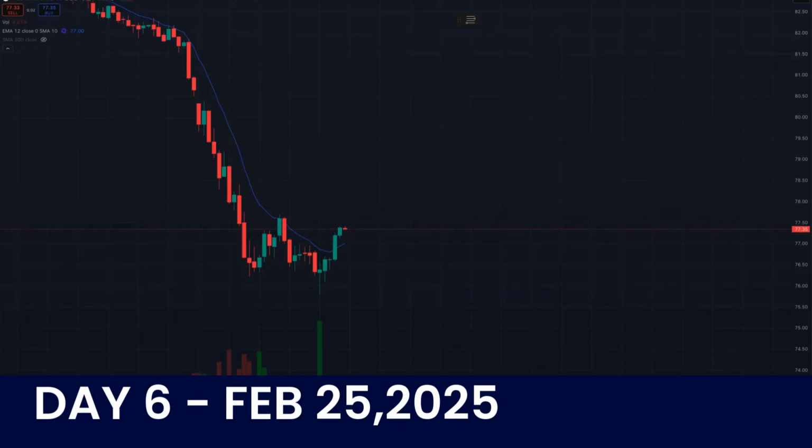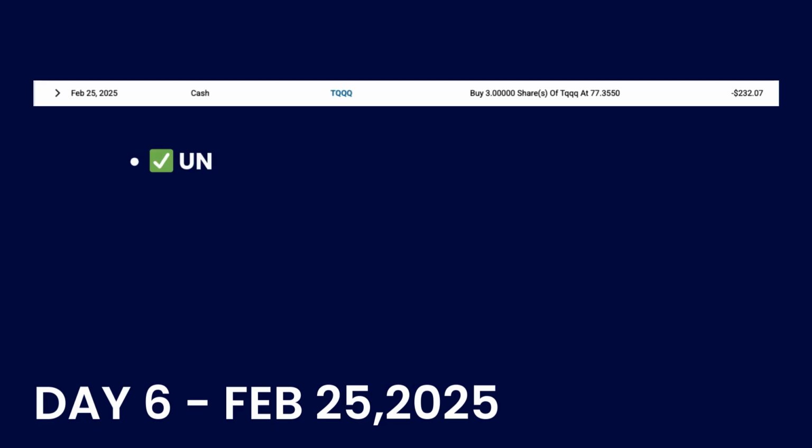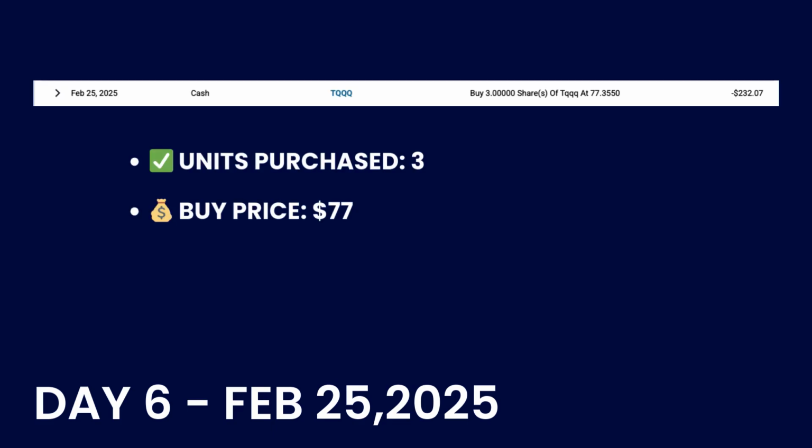So applying these rules, I monitor the price movement in the 5-minute chart today, and at the market open, the price was below the 12 EMA, so I waited. At 10:45, it crossed above the 12 EMA, and at 10:50, I got a clear signal which was my confirmation to enter. So I bought 3 units at $77, investing $232.